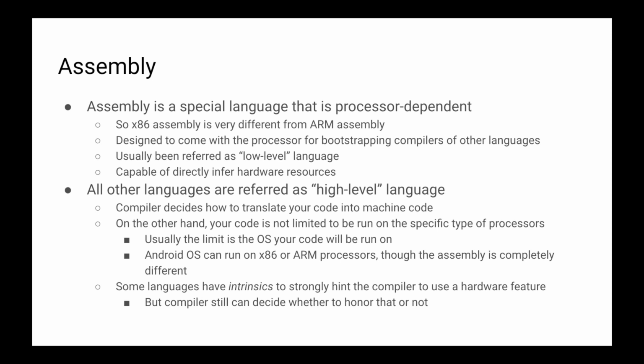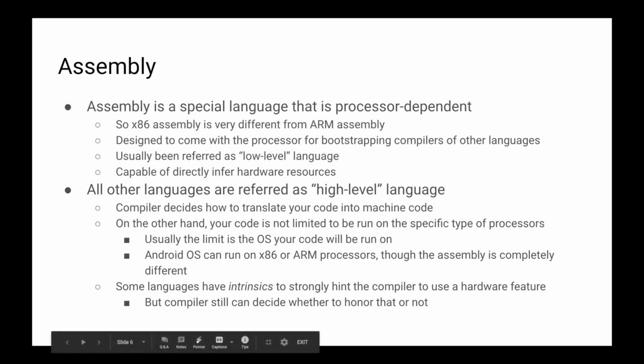The processor-independent feature is actually quite nice. For example, Android OS can run on both x86 and ARM processors, so it can support both hardware platforms. Some languages, like C or C++, have intrinsics. Intrinsics manipulate hardware resources directly. However, the compiler can still determine whether or not to honor them.